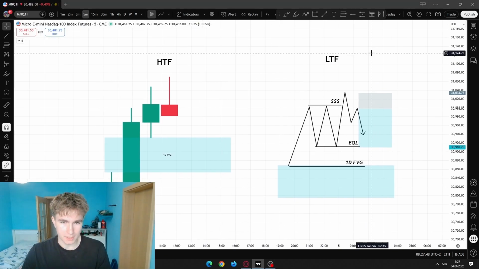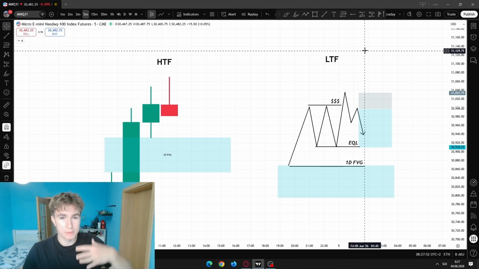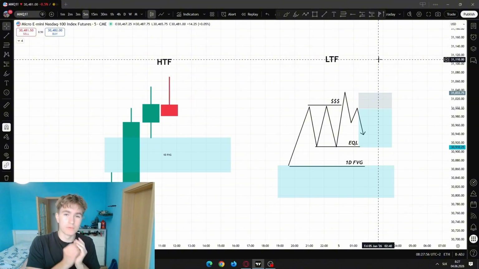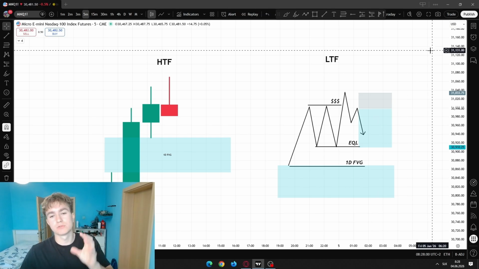I increased my win rate by maybe 20, 30% just by aligning the high time frame drawn liquidity with the lower time frame drawn liquidity. But first, we have to understand what a drawn liquidity is.